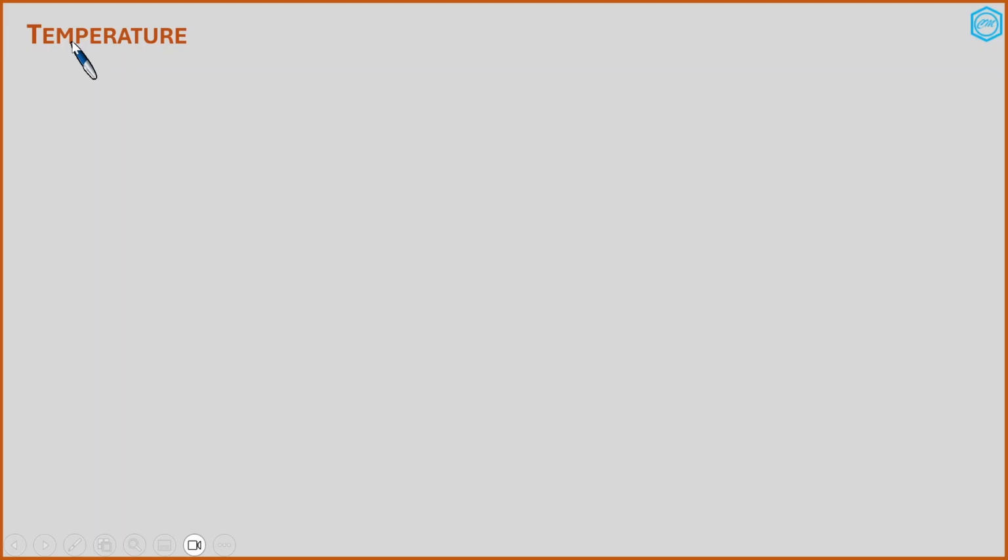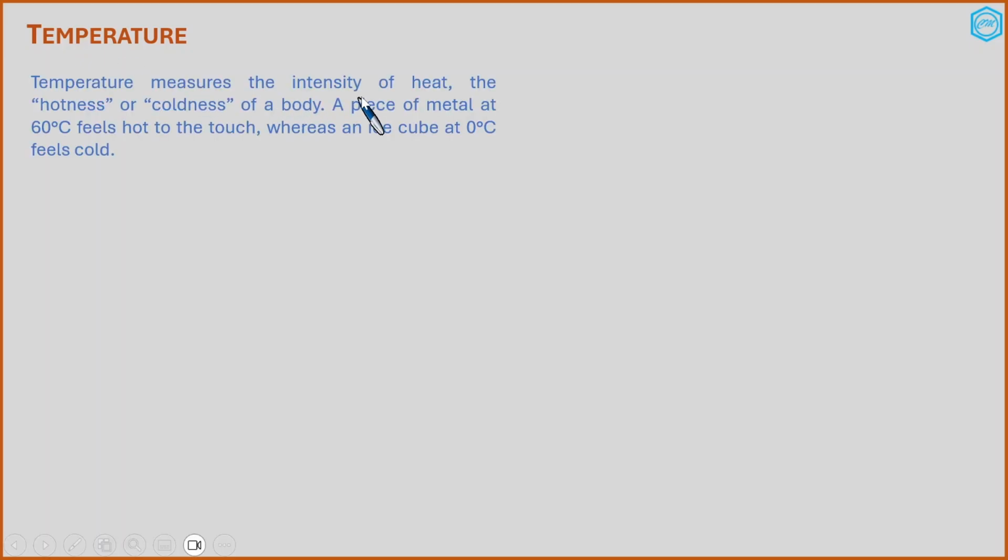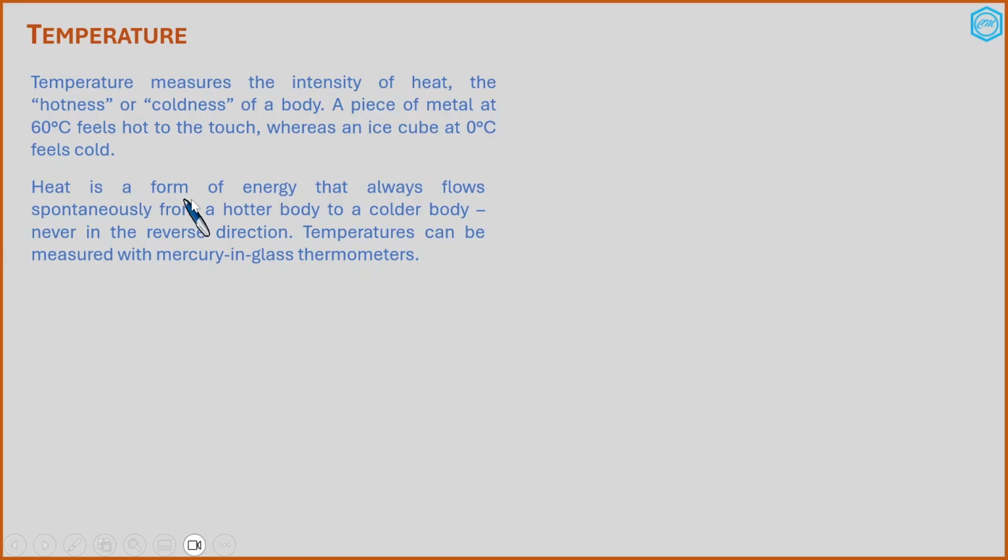Temperature is a familiar word commonly used in our day-to-day life. It measures the intensity of heat, the hotness or coldness of a body. A piece of metal at 60 degrees Celsius feels hot to touch, whereas an ice cube at 0 degrees Celsius feels cold. Heat is a form of energy that always flows spontaneously from a hotter body to a colder body, and never in the reverse direction. Temperatures can be measured with mercury in glass thermometers.